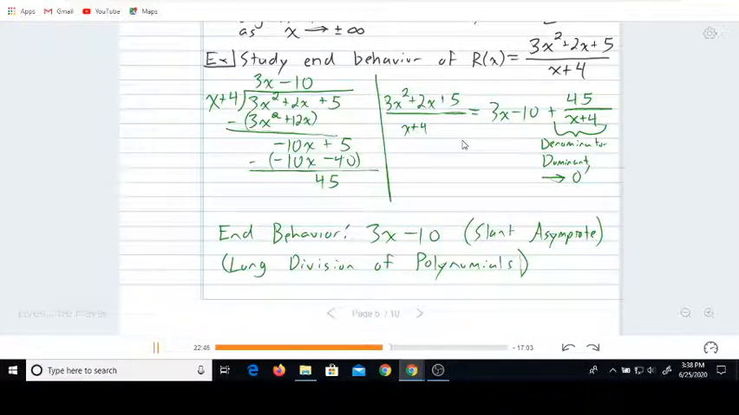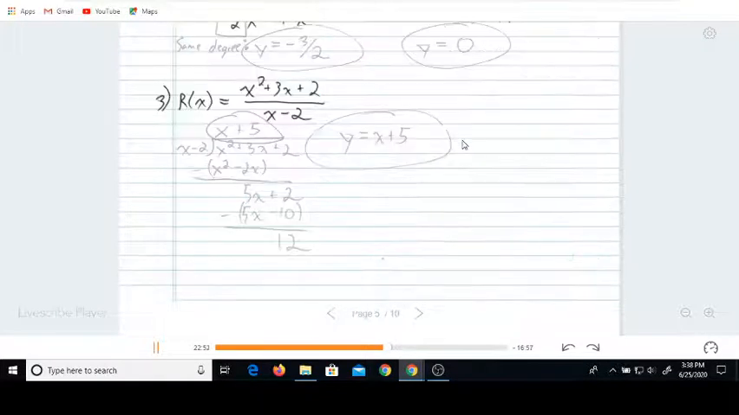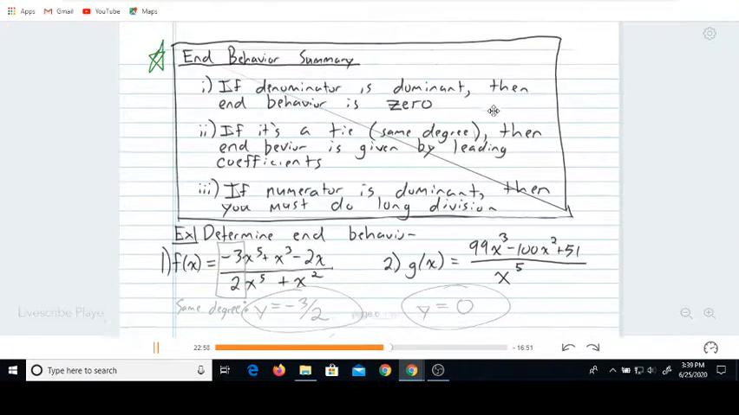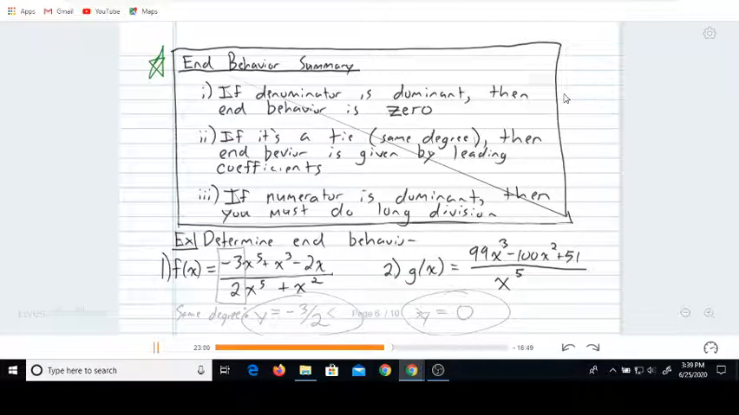Now this begs the question, do we have to do long division every single time? Well, no, not necessarily. It's all summarized quite nicely here. If the denominator is dominant, it automatically goes to 0, and you don't have to do any division. We discussed why that is numerically. Now if it's a tie, if the numerator and denominator have the same degree, the end behavior is given by the leading coefficient. If you don't believe this, you can do the long division and you will just get the ratio of coefficients, or I'm sorry, of leading coefficients.